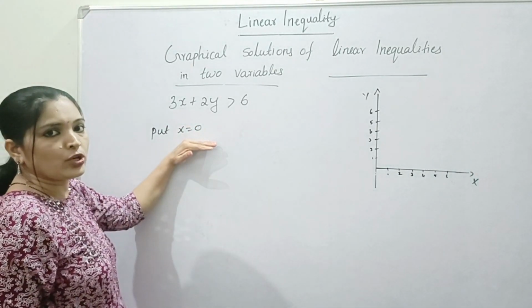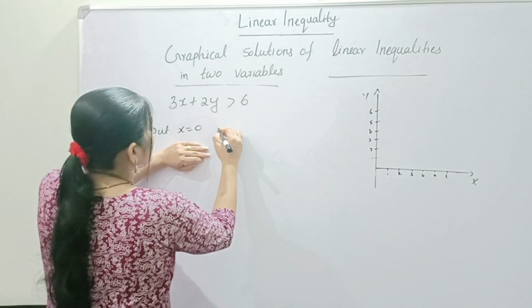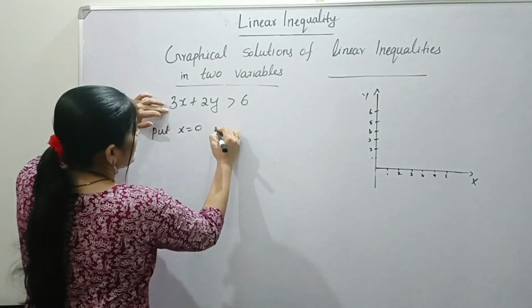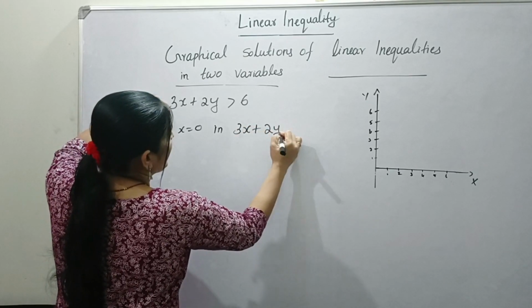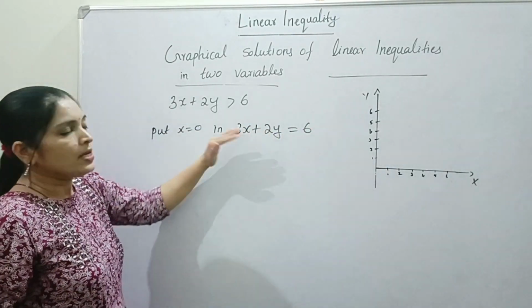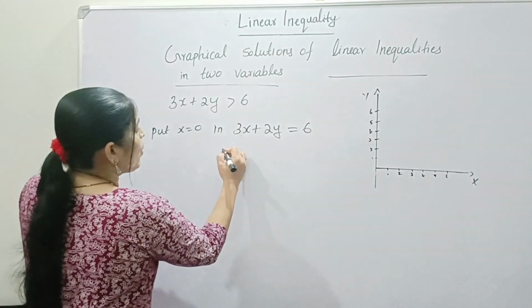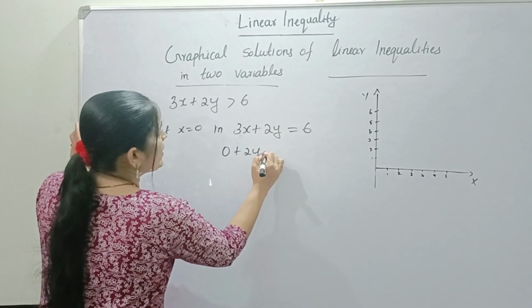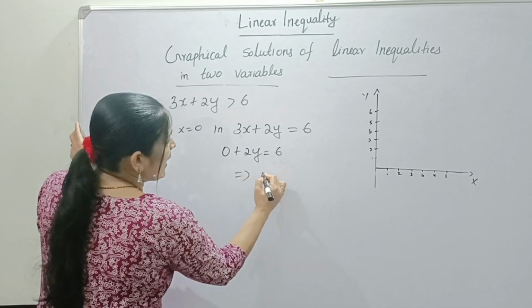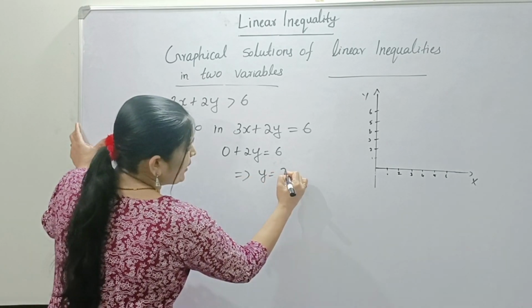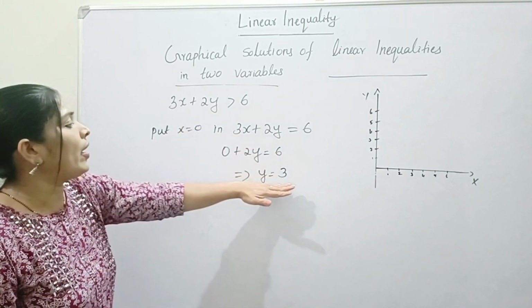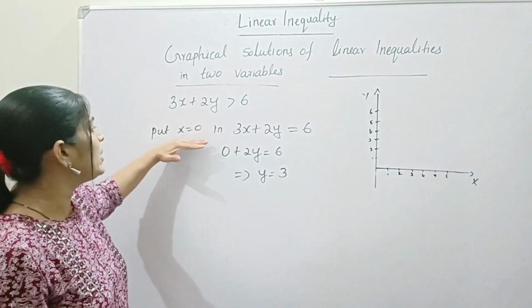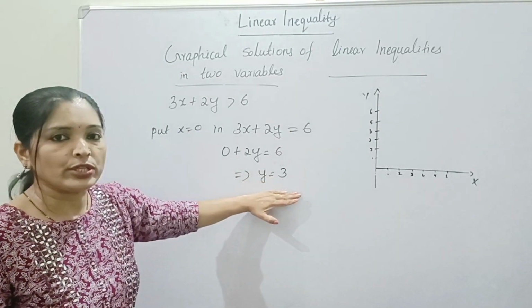When x is equal to 0, what is the value of y? Substitute x equal to 0 in this equation, 3x plus 2y equal to 6. So 0 plus 2y is equal to 6. That implies y is equal to 6 by 2, that is 3. So according to this, our y value is 3. When x is equal to 0, y value is 3.